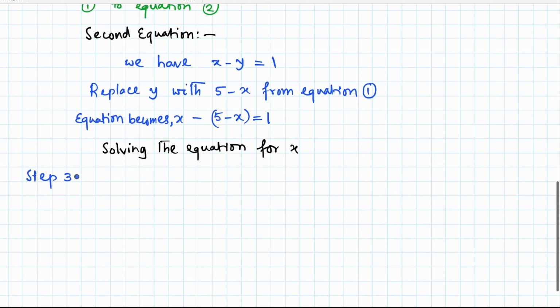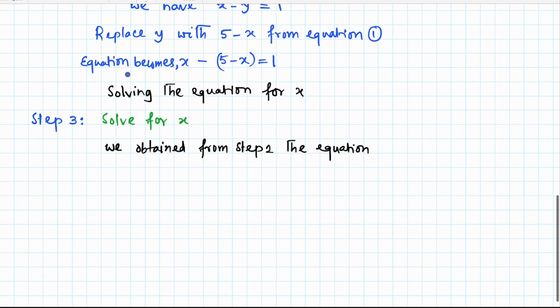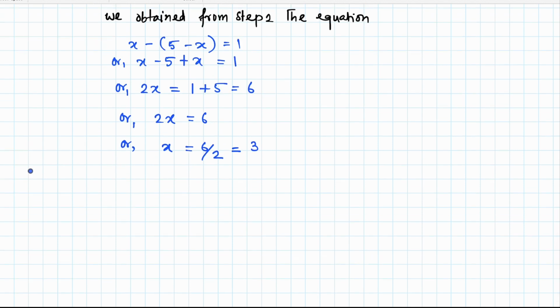Now we'll solve the equation for x. Step 3, what we need to follow? We have to solve for x, because now the second equation is having only one variable. So that is the main objective. We have to convert two variables into one variable and find that variable. So from step 2 we obtain the equation x minus 5 minus x, or x minus 5, and minus minus becomes plus x, and we get 1. Then we move minus 5 from the left hand side to the right hand side and it becomes 6. So 2x equal to 6, x becomes equal to 3. So here you can also see how important the sign is while solving this problem.